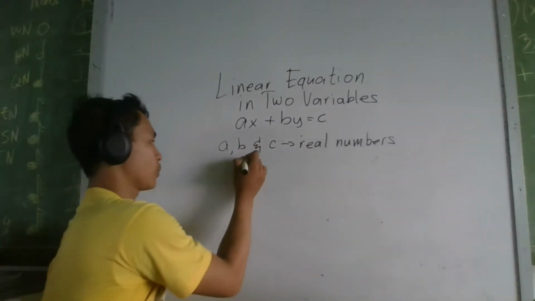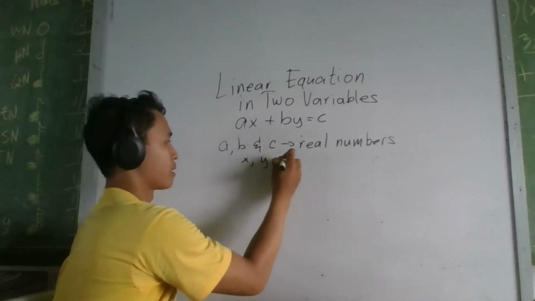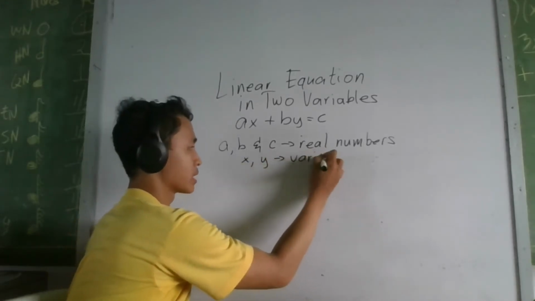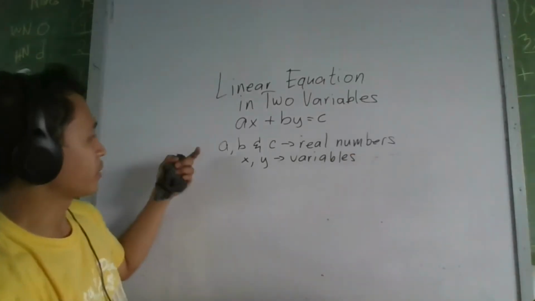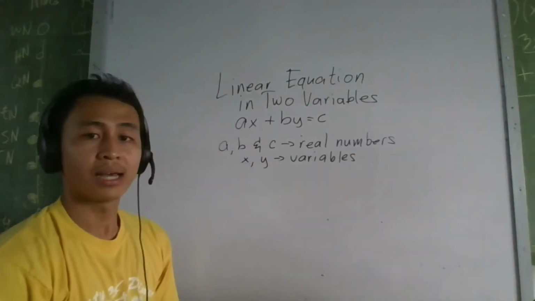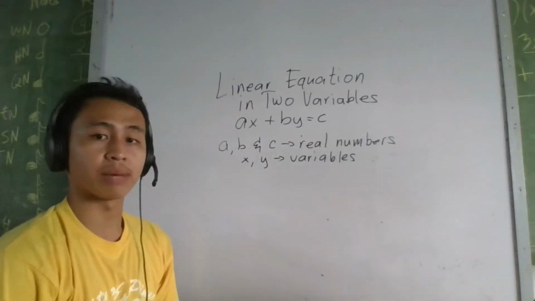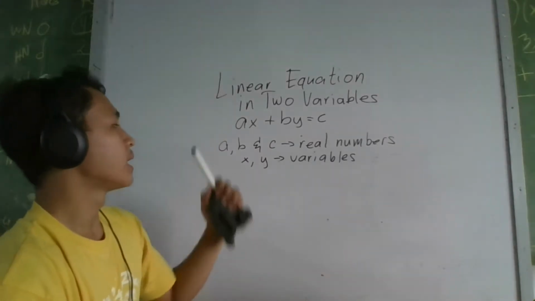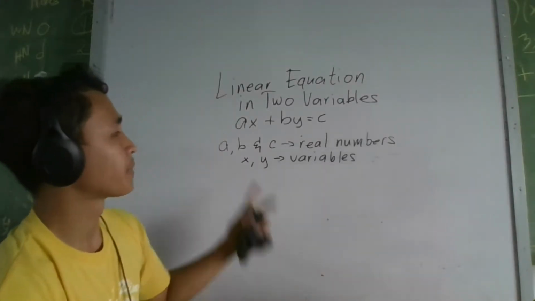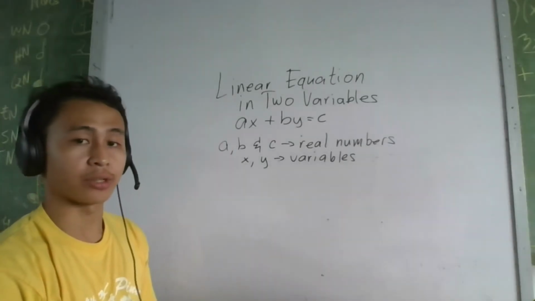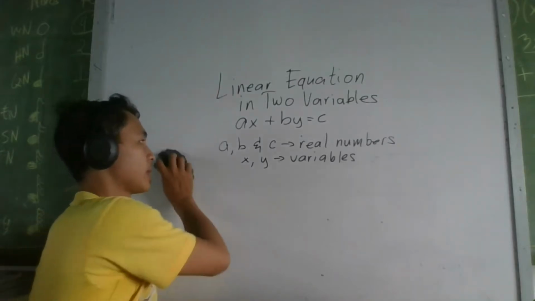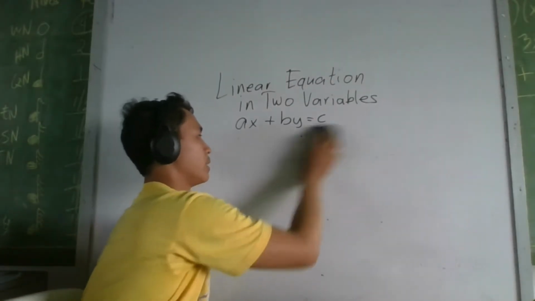And yung x and y natin dyan are variables. Okay? That means they will stay as letters. Mga letters lang yan. Pero yung a, b, and c natin dyan are mga numbers represented by letters. Right? So yan yung tinatawag nating standard form ng linear equation. Okay? Now, the next concept that I would like to discuss is what you call the slope.